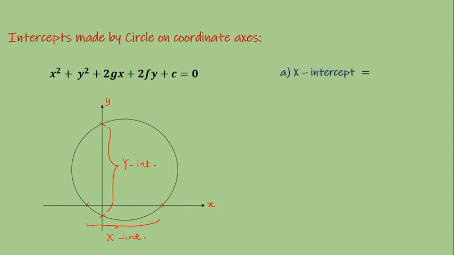Now, how to get the x-intercept or y-intercept? So, formula for x-intercept is 2 into root of g square minus c, and formula for y-intercept is 2 into root of f square minus c. So, if any equation is given of this type, and you have to determine the x-intercept or y-intercept, just compare that equation with this general equation, get the values of g, f and c, substitute those values in the formula, and you can easily obtain the intercepts.